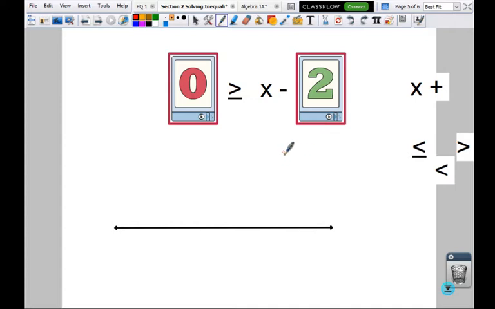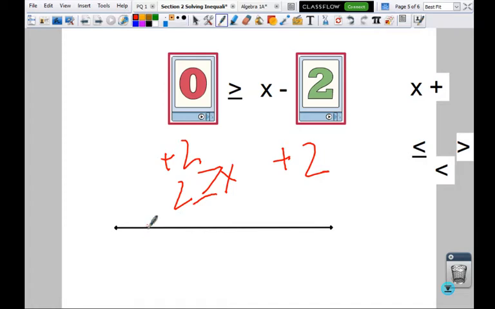Don't hate, appreciate. All right, so we are going to add 2 on both sides. Perfect. We're going to add 2 on both sides. There you go. All right, and we get 2 is greater than or equal to x.